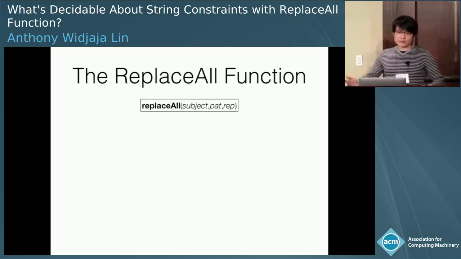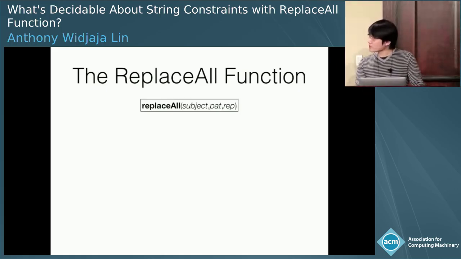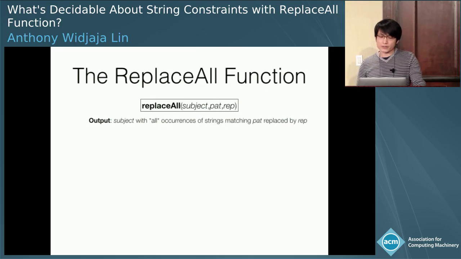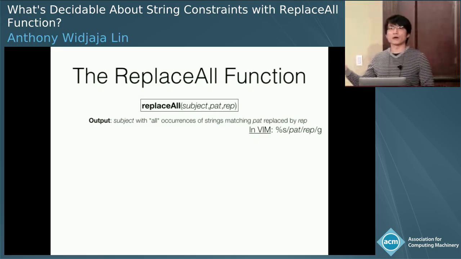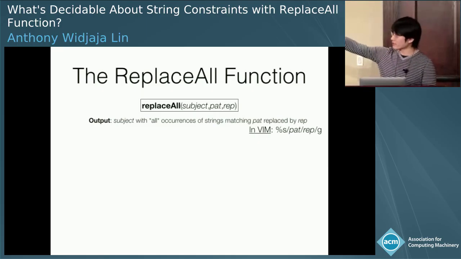So, I've talked about the ReplaceAll function, but what is it? Well, it has 3 input string parameters: subject, pattern, and replacement strings. And the output is simply the subject with all occurrences of strings matching the pattern replaced by the replacement string. And if you use Vim, you've seen this. You've really used this actually. So for example, you can write things like that.